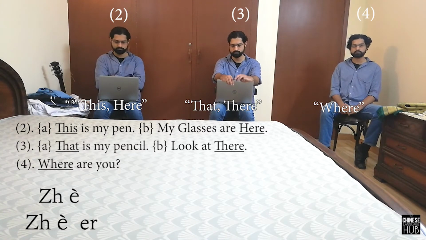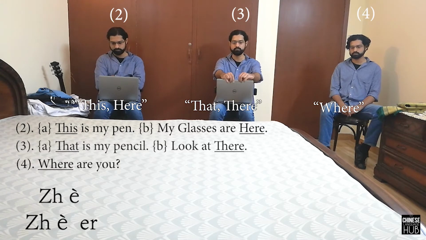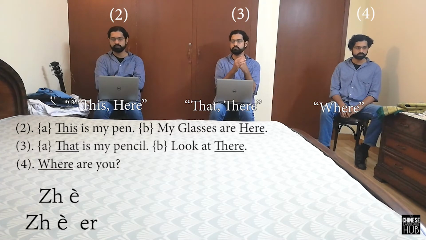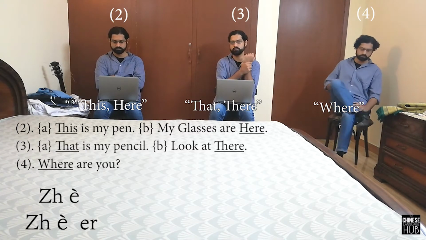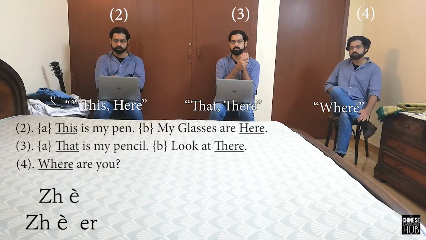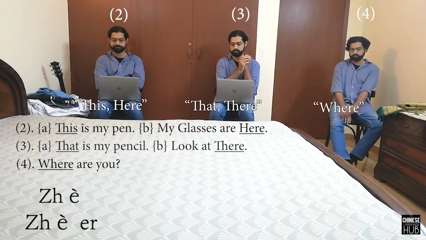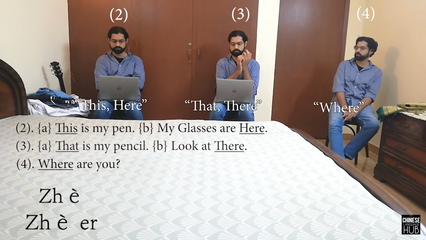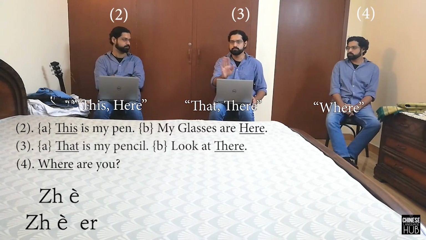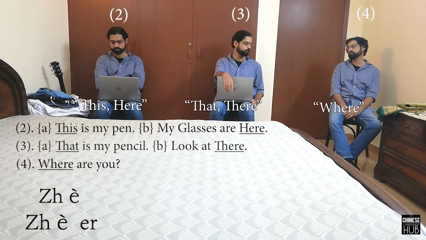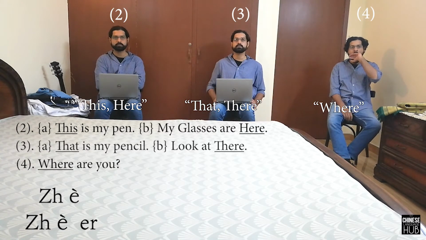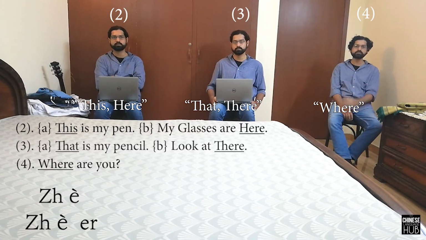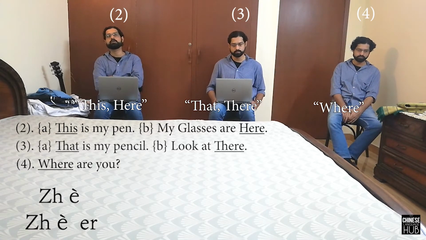So, the two words that we have learned today, tell me, what is the word for this? Brilliant. Ch. And the Chinese word for here is? Good. Chur. Let's move on to student number 3. The sentences that were given to student number 3 were, that is my pencil, and look at there. We are going to learn two words here, that is that and there.